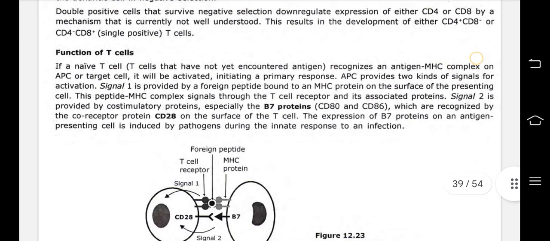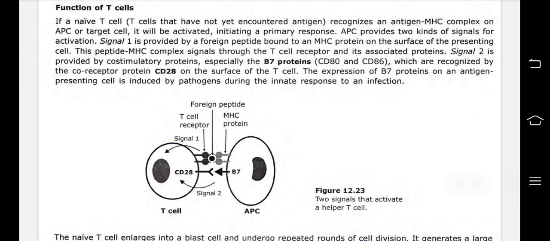And function of T cells. If a naive T cell that has not yet encountered antigen recognizes an antigen MHC complex on an APC or target cell, it will be activated, initiating a primary response. APCs provide two kinds of signals for activation. Signal 1 is provided by a foreign peptide bound to an MHC protein on the surface of the presenting cell. This peptide MHC complex signals to the T cell receptor and its associated proteins.